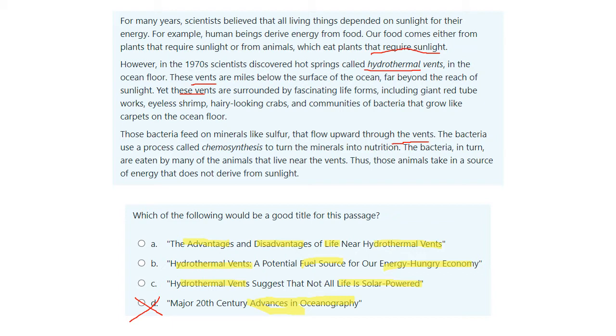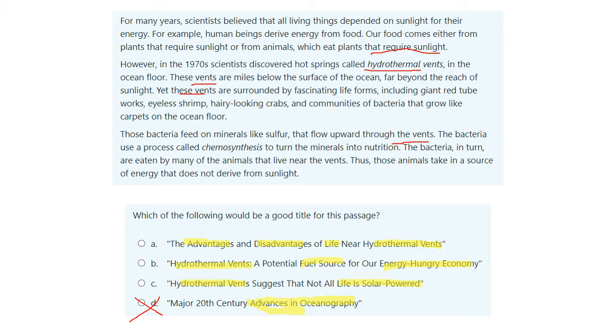And the vents are miles below the surface of the ocean, far beyond the reach of sunlight. Yet, these vents are surrounded by fascinating life forms, including giant red tubeworms, eyeless shrimp, hairy-looking crabs, communities of bacteria that grow like carpets on the floor. So these are all different organisms that live near the thermal vent. This is not the advantage and the disadvantage, it's just a description.